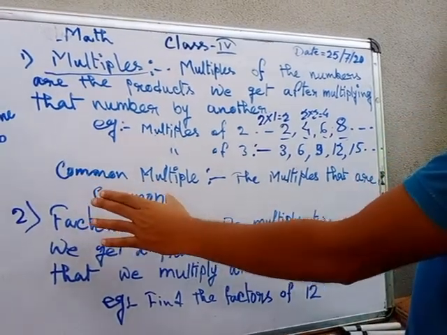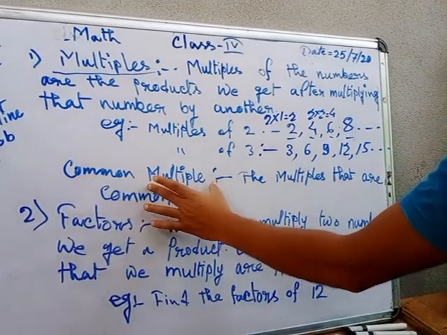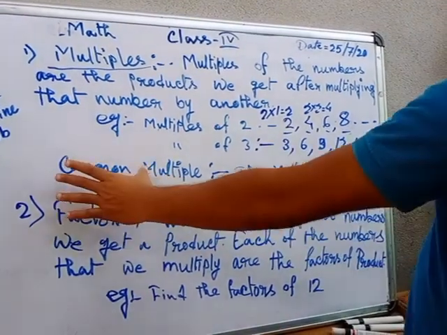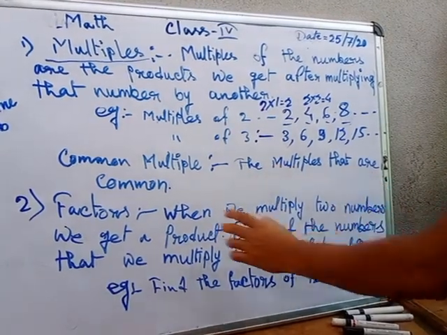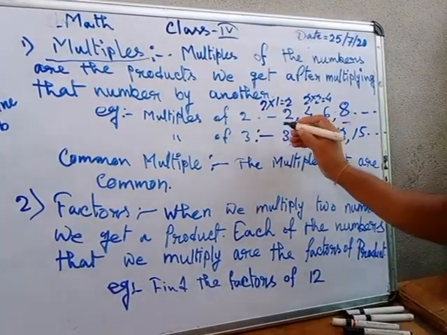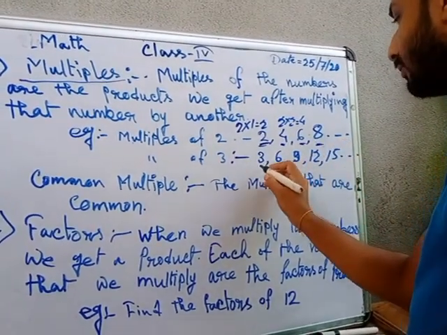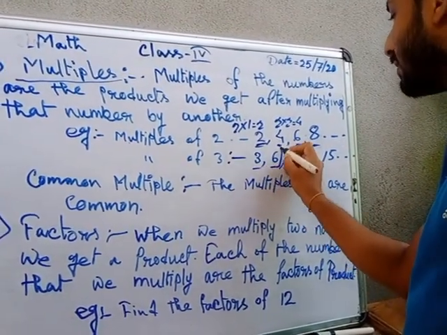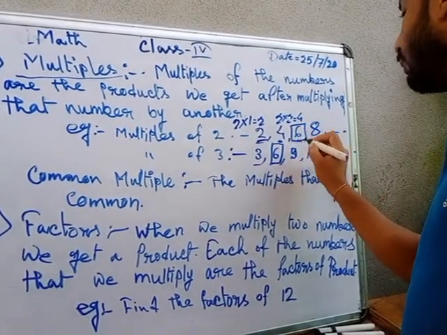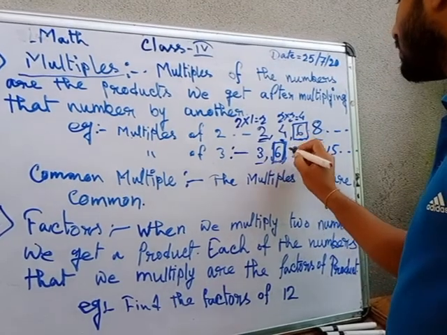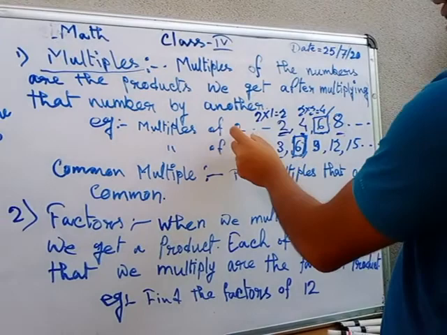Then I will tell you about common multiples. What is a common multiple? That means the multiples that are common. Here the multiples of 2 are 2, 4, 6, 8, and the multiples of 3 include 6. So 6 is a common multiple, because 6 is a multiple of 2 and also of 3.